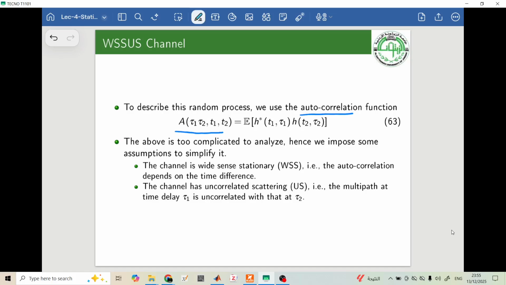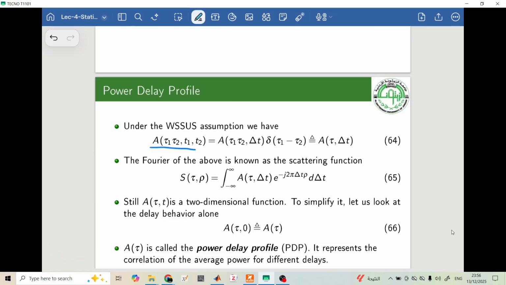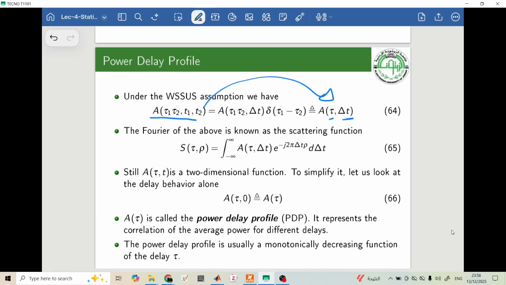The first one, which we are used to, is wide-sense stationary, meaning the autocorrelation depends on the difference in time, not the actual time instance, so we can simplify t1 and t2. Another simplifying assumption is the uncorrelated scattering, meaning that the multipaths are uncorrelated, so the time delay tau1 does not depend on tau2. In this case we can simplify this 4 variable function into a 2 variable function, tau and delta t. Now we can look at this function, which is known as the scattering function in the Fourier transform.